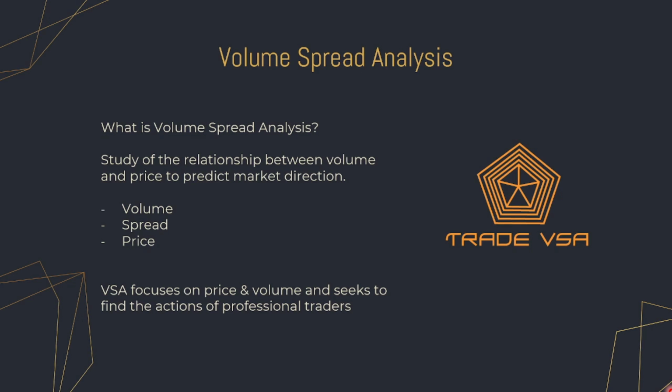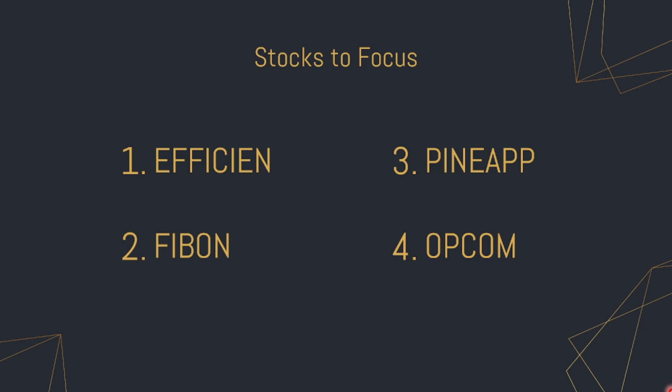This is again for those who are new to volume spread analysis. So what exactly is VSA? VSA is a method to study the relationship between volume and price, and we use this to predict the market direction. Three major important things to consider: volume, spread, and price. Using VSA, we want to focus on price and volume, and seek to find the action of the professional traders.